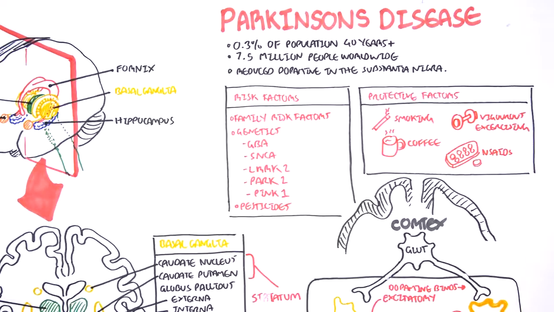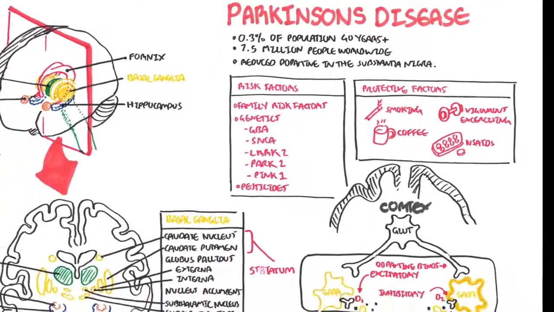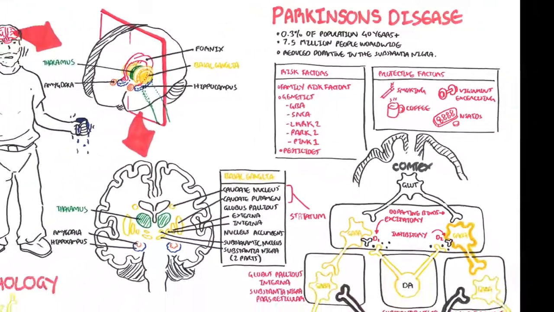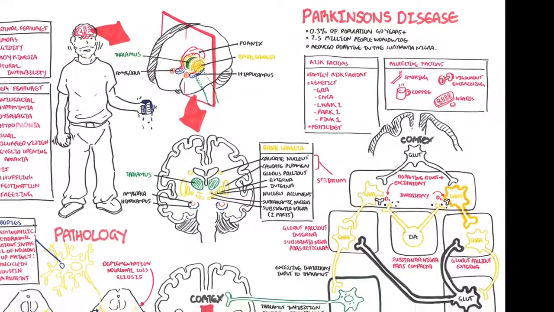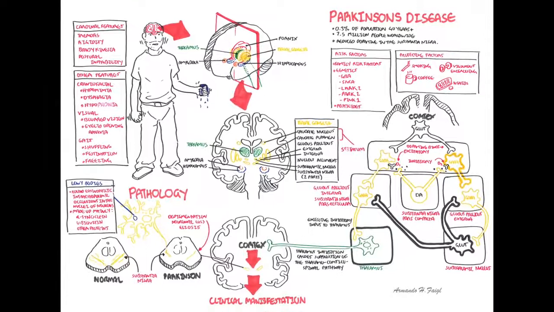So that concludes this video on Parkinson's disease. We looked at the signs and symptoms. We looked at some neuroanatomy of the basal ganglia. We looked at the function of the basal ganglia, as well as what occurs in Parkinson's disease. And then we looked at the pathophysiology as well as the pathology and the risk factors and protective factors.